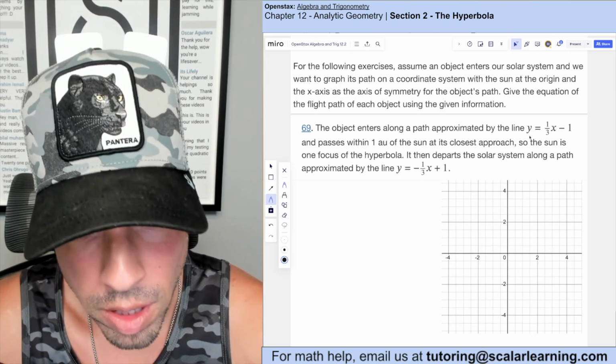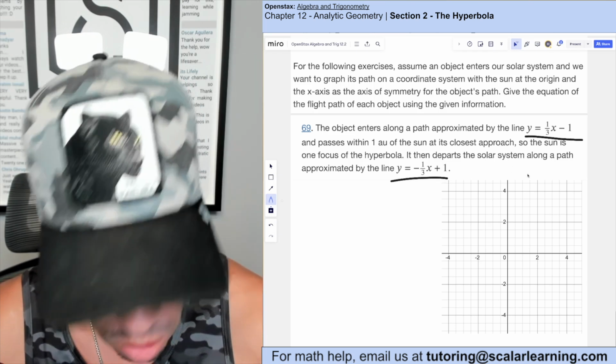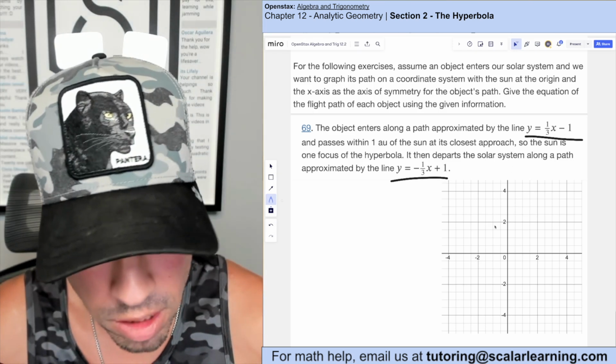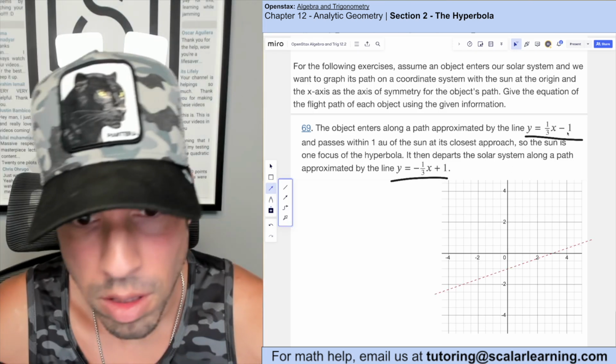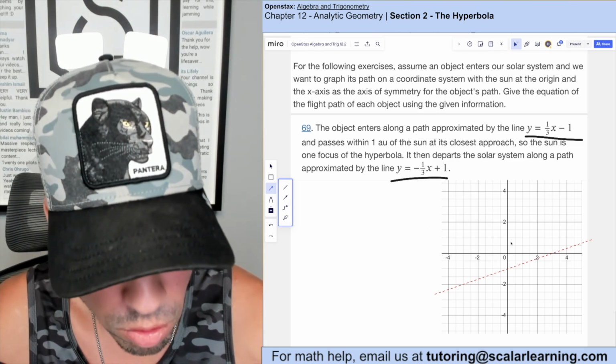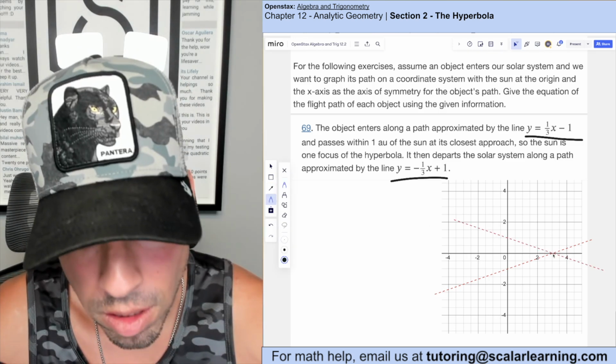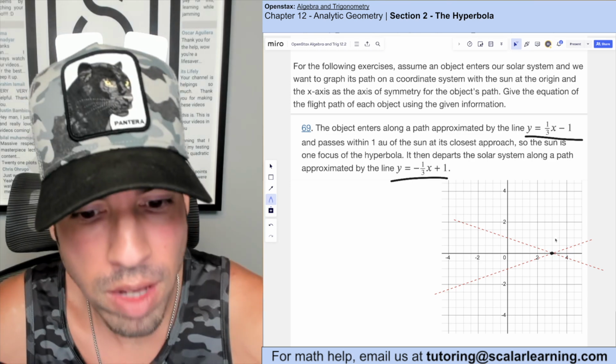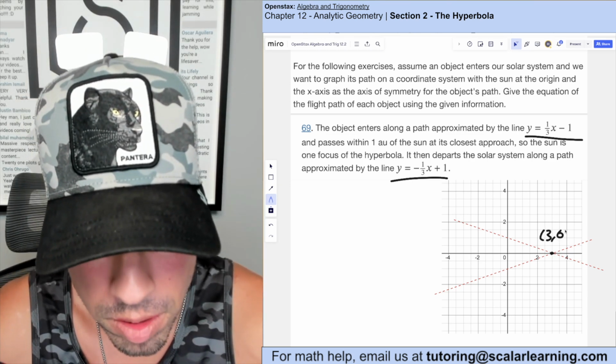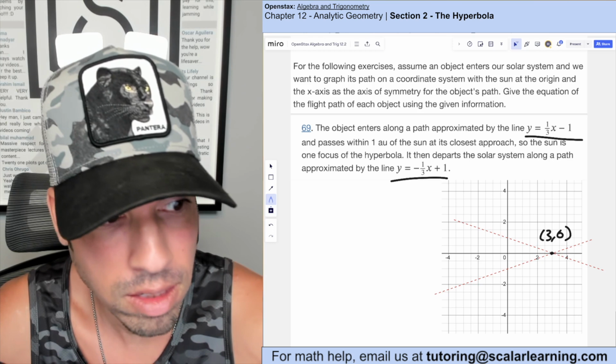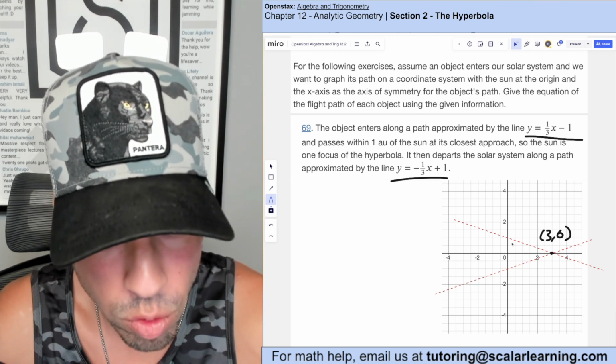So first I'm going to go ahead and graph these asymptotes for this path, right? So 1/3 x minus 1, negative 1/3 x plus 1. And then this one is negative 1/3 x plus 1. And there we can see our nice intersection, which is the center of the hyperbola at 3, 0. Great. And then it says that it passes within 1 AU of the sun.